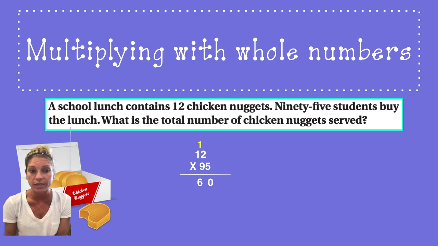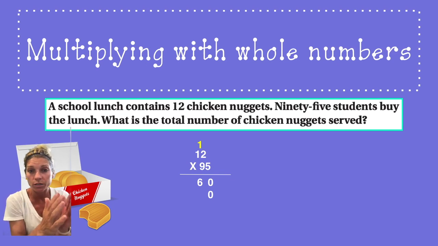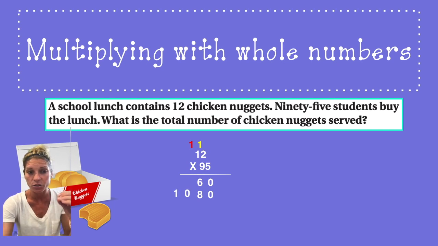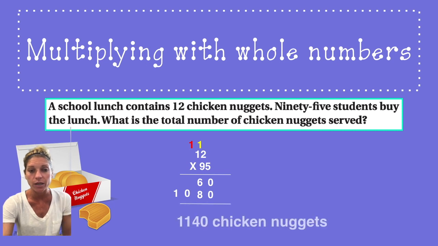Then when we go to our tens place, now we're multiplying 12 times 90. We always drop the 0 into that ones place because now we're dealing with 90, not 9. So we have to move over to the tens place. And 9 times 2 is 18, drop our 8, carry our 1. 9 times 1 is 9, plus 1 is 10. Now we have 2 partial products. 60 is a partial product and 1,080 is a partial product. When we add them together, we get a total of 1,140 chicken nuggets.